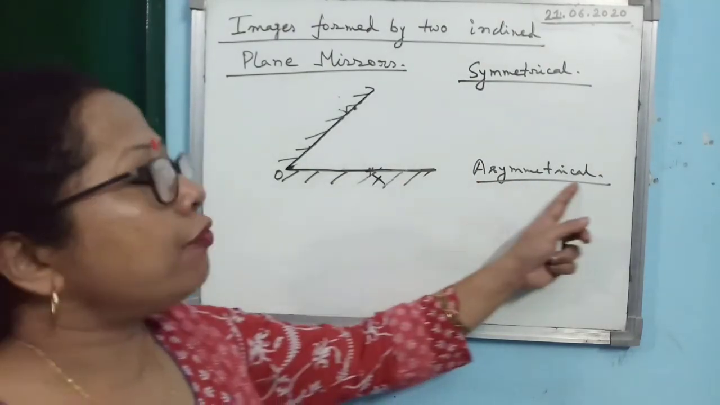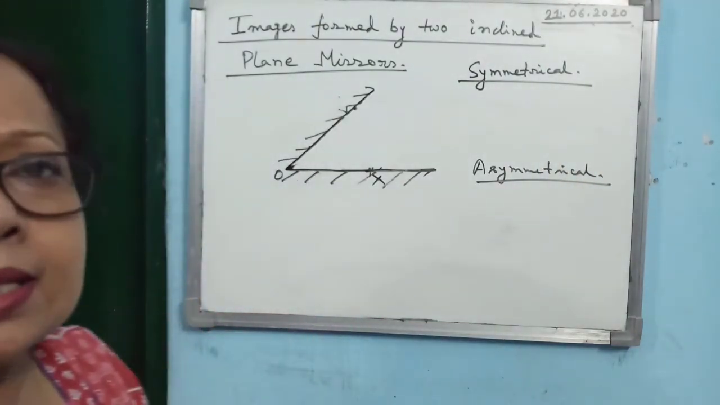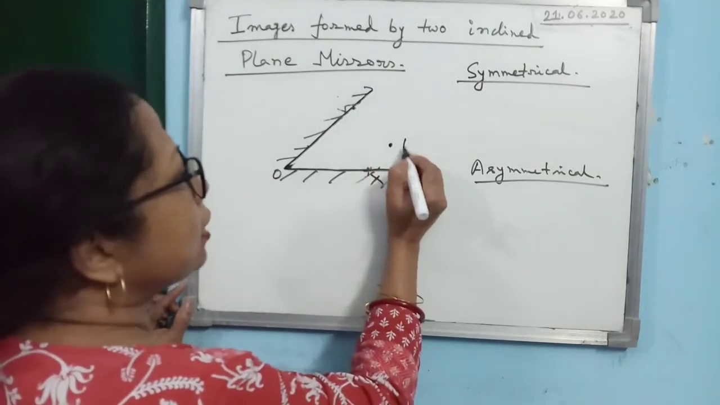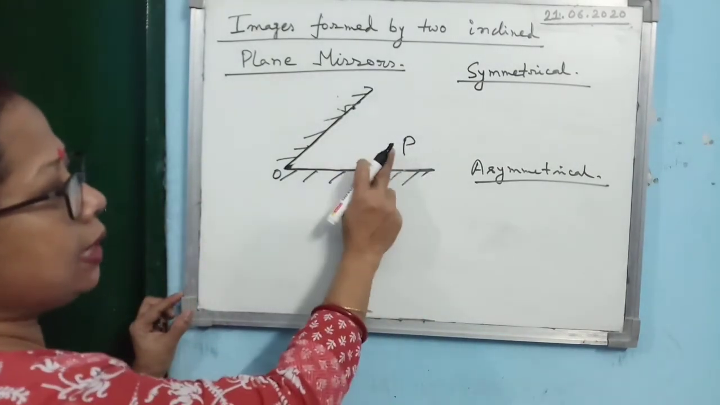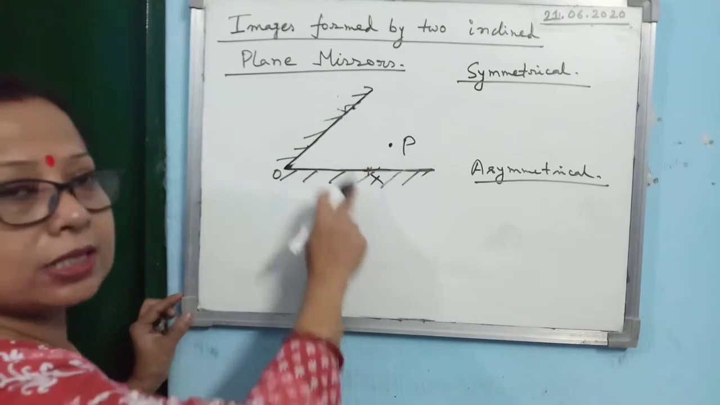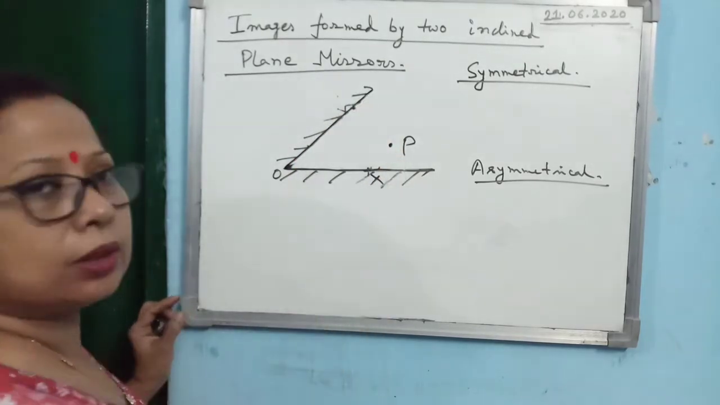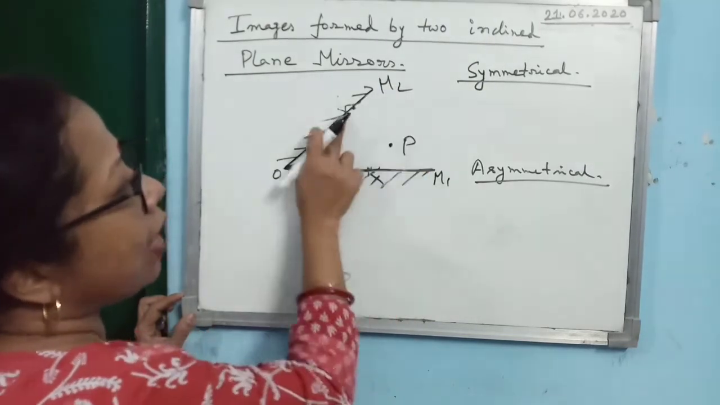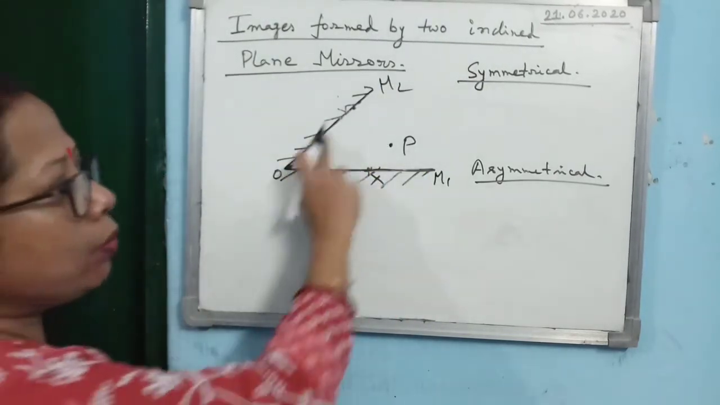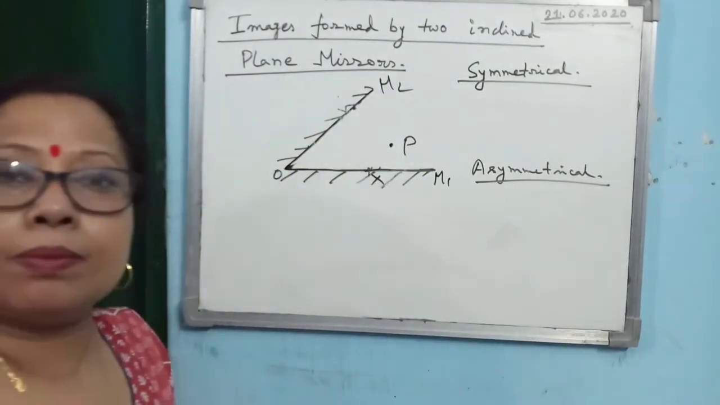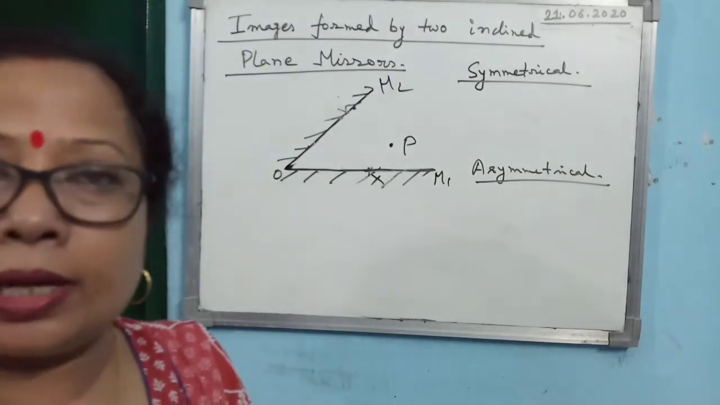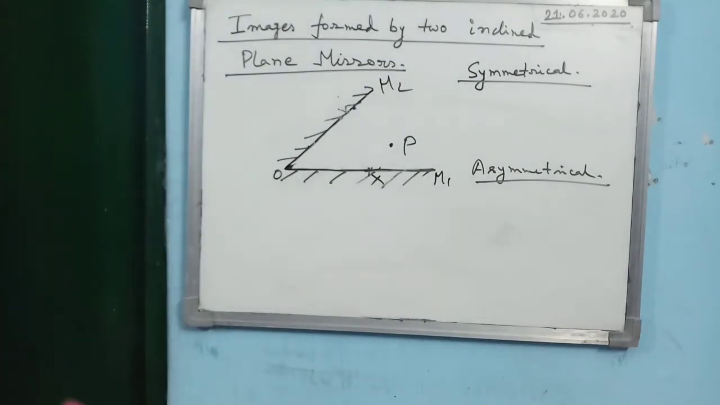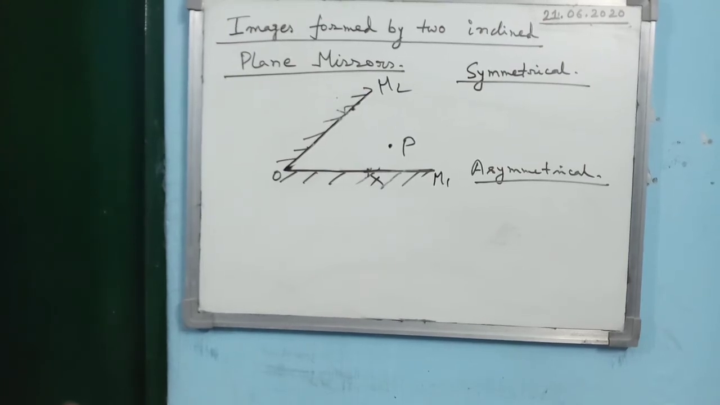What is the meaning of asymmetrical setup? Very simple. You are keeping the object in such a way that it is not at equal distance from both the mirrors. It is nearer to this mirror M1 and far away from the mirror M2. Then what kind of setup is it? Asymmetrical setup. So I hope symmetrical and asymmetrical setup are clear to everyone.